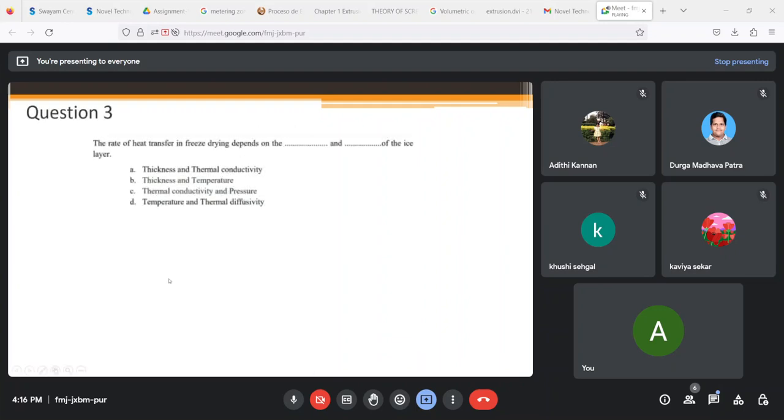Moving on to question 3. The rate of heat transfer in freeze drying depends on the dash and dash of the ice layer. So you have different properties given here: thickness, thermal conductivity, temperature, pressure, and thermal diffusivity. There are different combinations of the parameters given here. So what do you think majorly influences the rate of heat transfer in freeze drying? Any clue what are the two most important parameters for determining the rate of heat transfer?